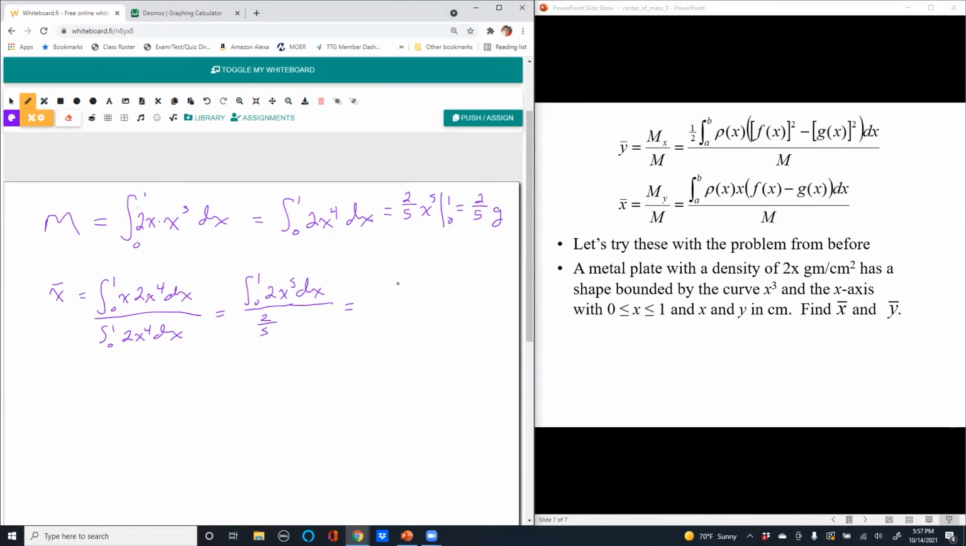And integrating here, we're going to get 2/6 x to the 6th from 0 to 1 over 2/5. We could reduce that 2/6 if you want, but 2/5. So basically, we flip and multiply, and we're going to get 5/6. And now we're talking about X bar. X bar is some distance from the origin.